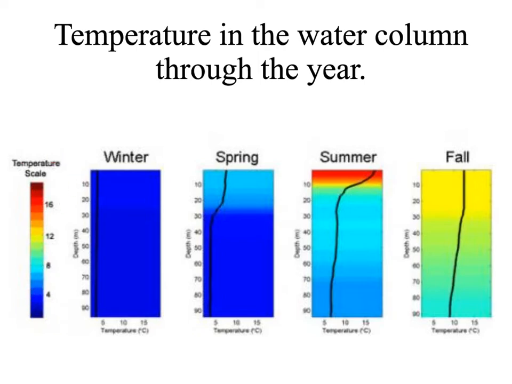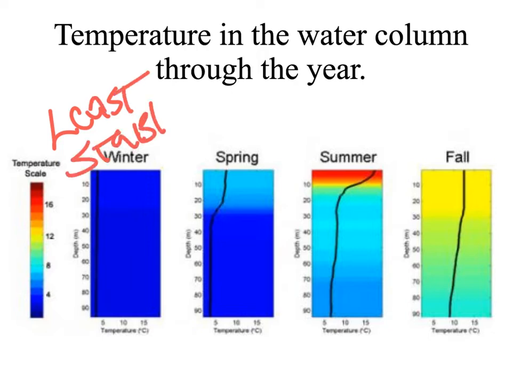If we look at the winter, we can see that this water column is both very blue, meaning very cold, and also very uniform from top to bottom. Lots and lots of mixing of the upper layers of water in the wintertime, so therefore this turns out to be the least stable water column of all.